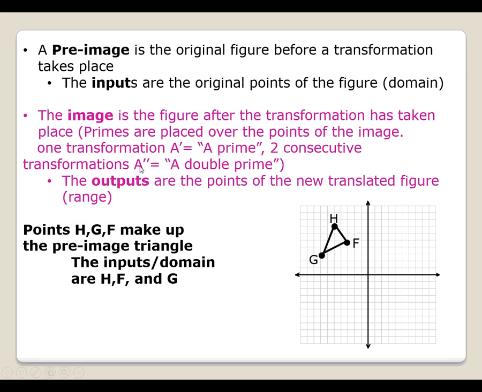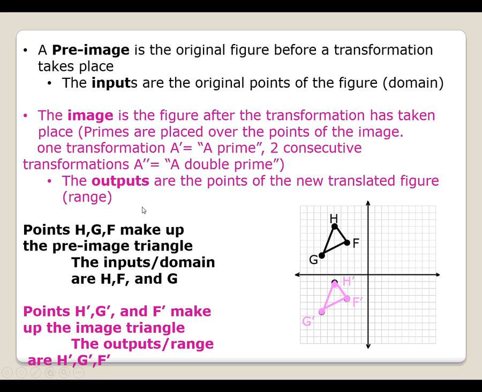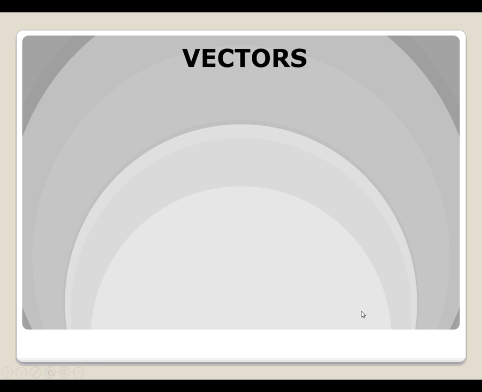Again, other words for the image points are the outputs. So the points are called the outputs in the range. For the pre-image, they're called inputs and domains. So watch yourself. The outputs are the points of the new translated figure, or the range. So after the figure has moved, the new points are called the outputs or the range, and these make up the points of the image. So if you see here, when it moved, H transformed into H prime, F transformed into F prime, and G transformed into G prime. So after you translate a figure, those primes will appear. Pretty cool, right? All right, let's keep going.